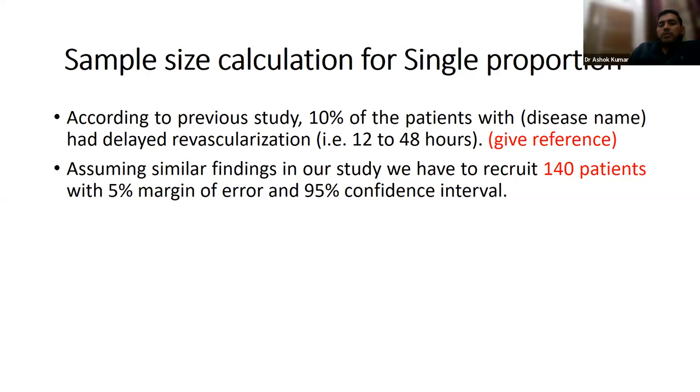Suppose the percentage of patients with delayed revascularization is 25%, or anything you can assume. Then you have to take a margin of error not more than 12.5%, not more than half of that 25%. So this is a general rule for calculating sample size.